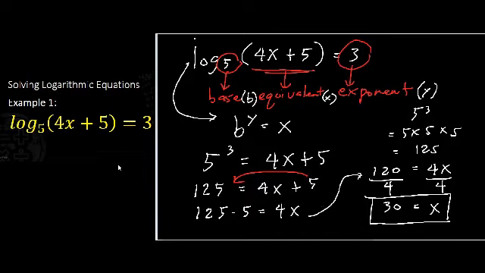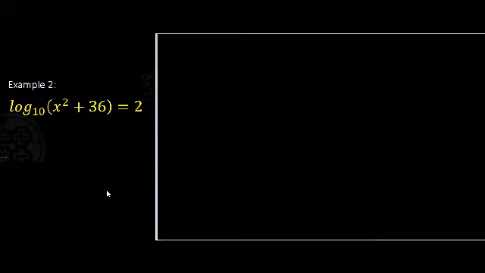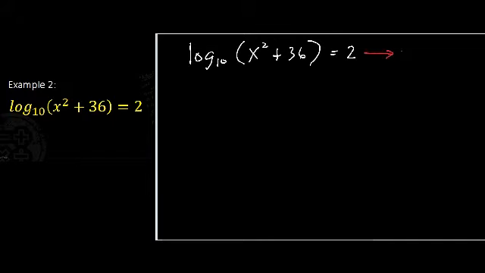Okay, so let's proceed. Let's have the next part. So, example 2. For this example, we have log base 10 of x squared plus 36 is equal to 2. So, pag nilabel uli natin yan, si 2 ang ating letter y, si x squared plus 36 ang ating letter x, at saka si 10 ang ating letter b. Okay, so yun yung mga label natin.